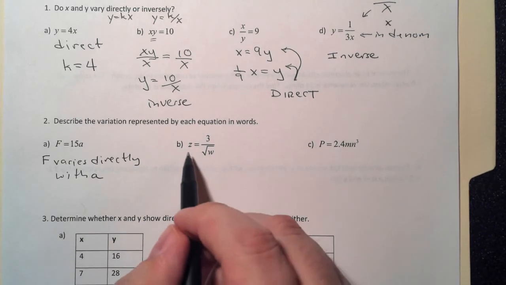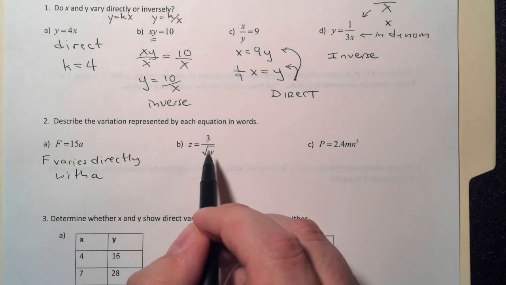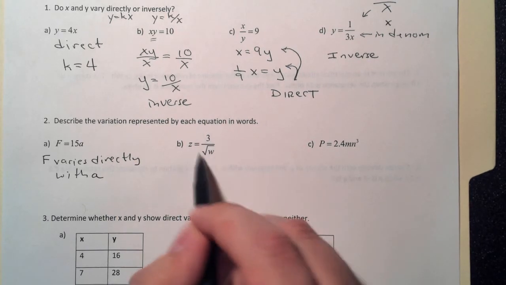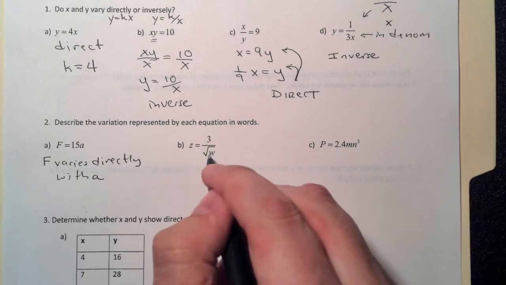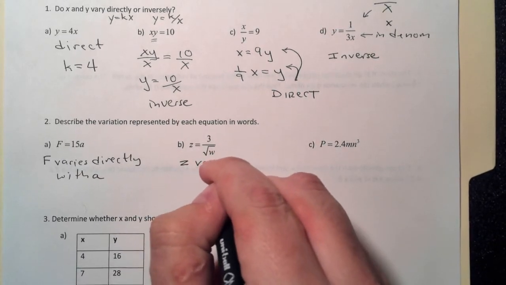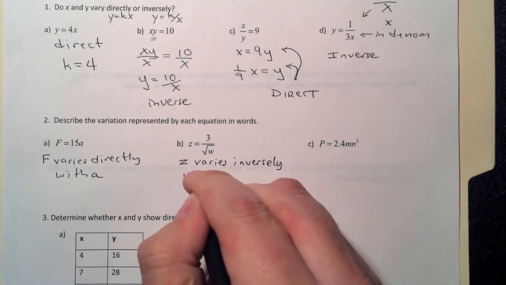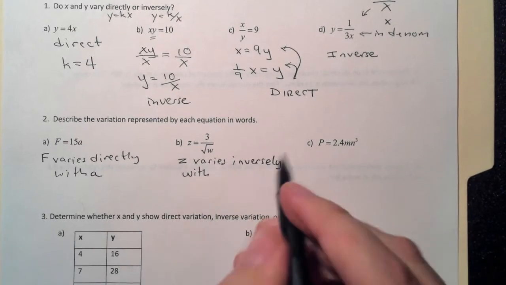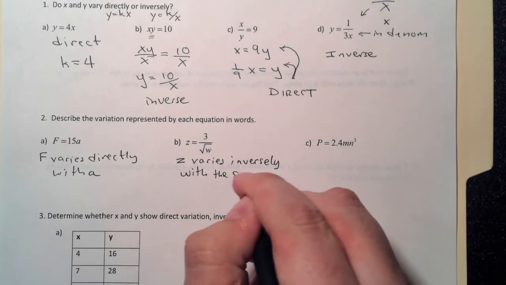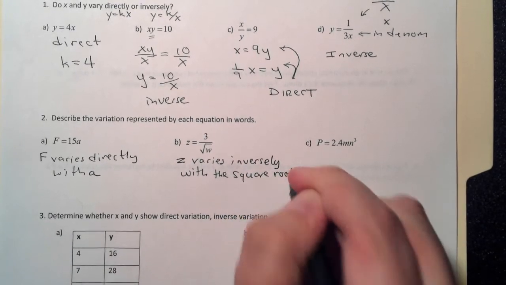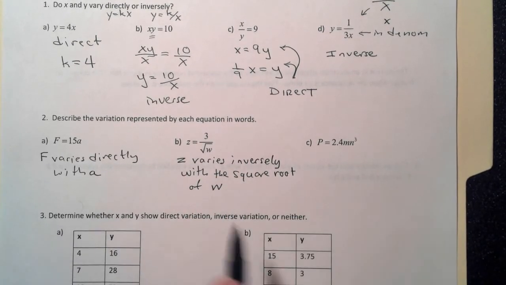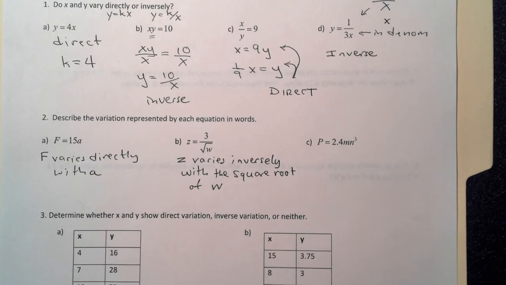Let's take a look at b. z is equal to 3 over the square root of w. Well, z is equal to something over my variable. That indicates inverse variation. So z varies inversely, but it varies inversely with what? Well, not just w, but the square root of w. So notice I made reference before, some of these problems will in fact use powers or radicals. It won't simply be y varies directly as x every time.